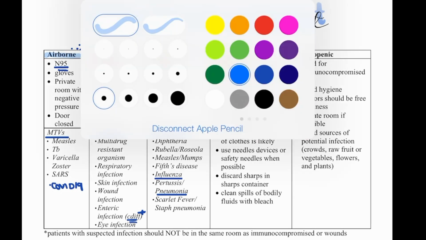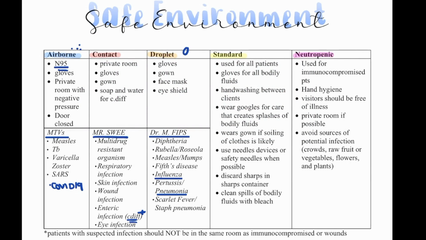We also want to remember neutropenic precautions. These are used for immunocompromised patients. Typically, this will be chemotherapy, high-dose steroids, things like that. So we're always doing our hand hygiene. We're screening visitors for illness because we know they're immunocompromised. They could potentially get an illness that could be deadly to them. They should be in a private room if possible, and avoid sources of possible infection.